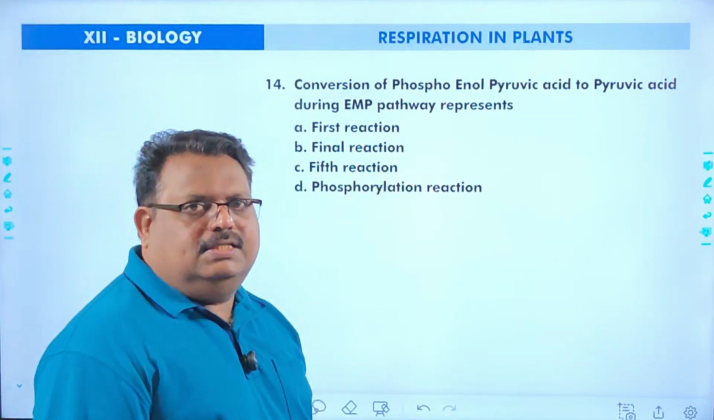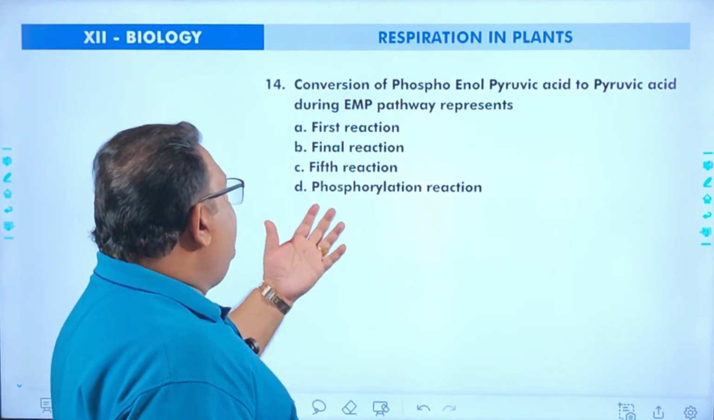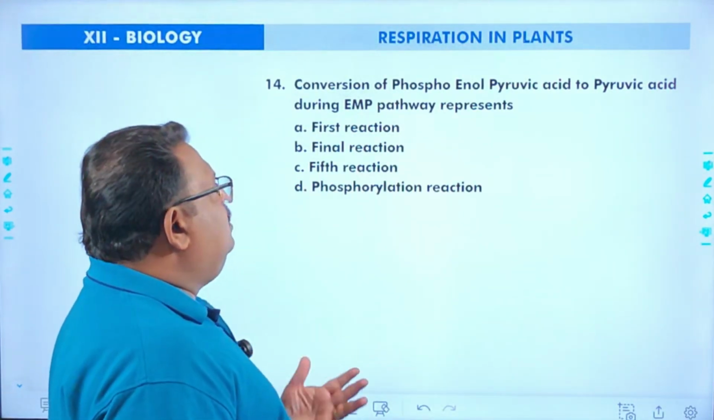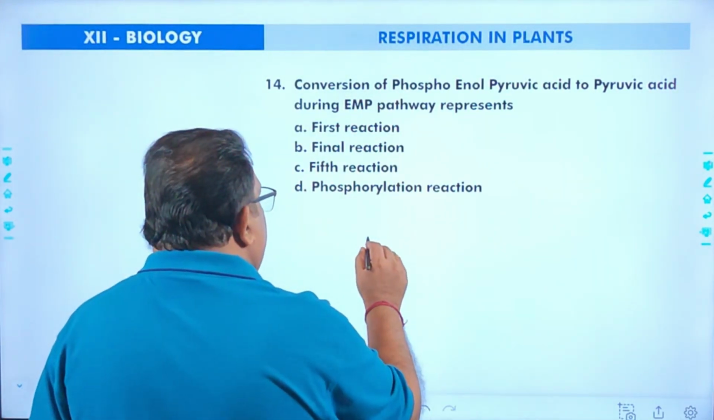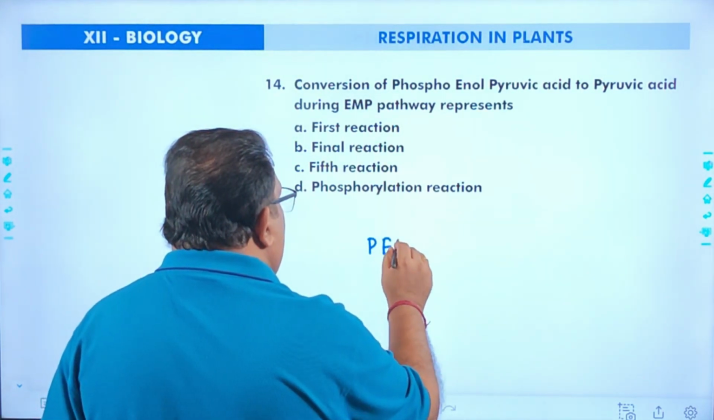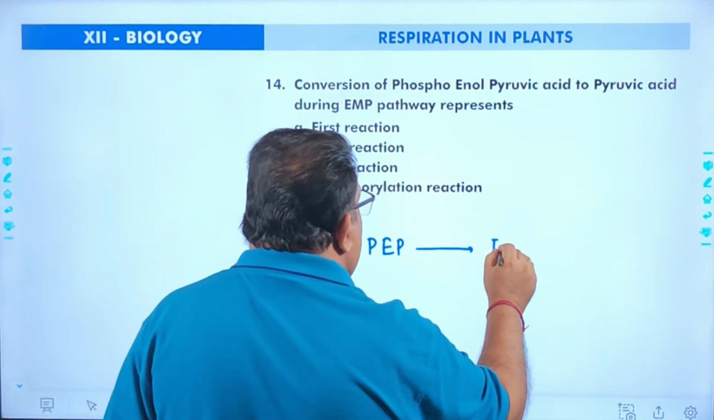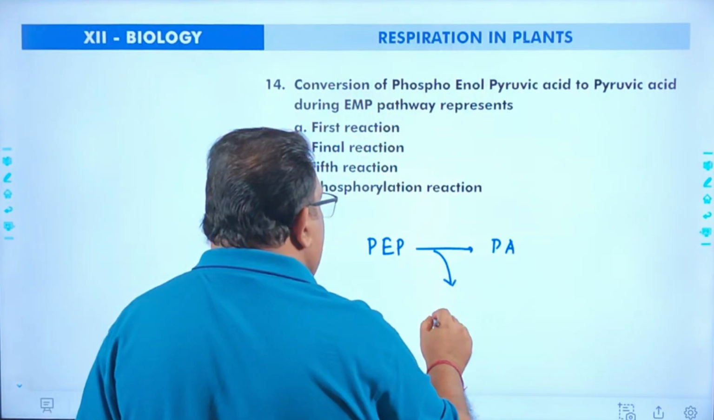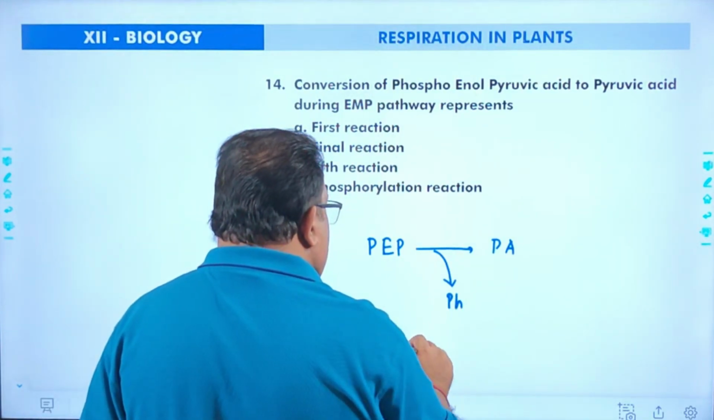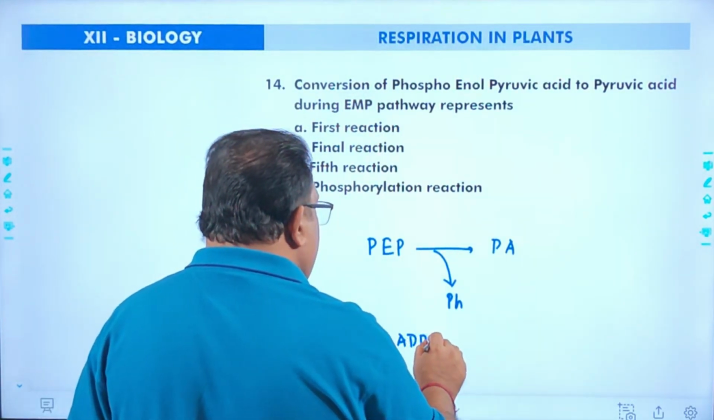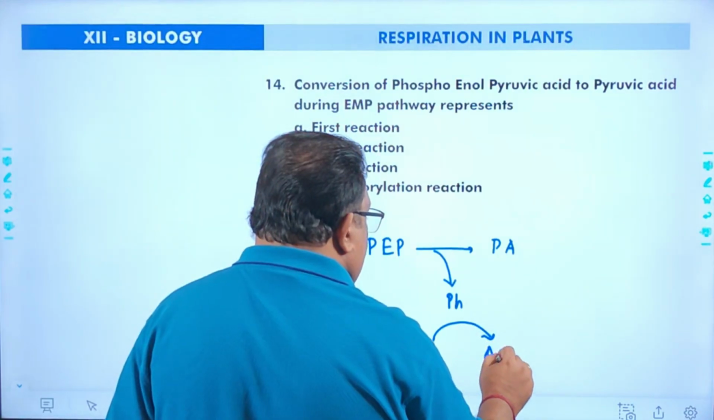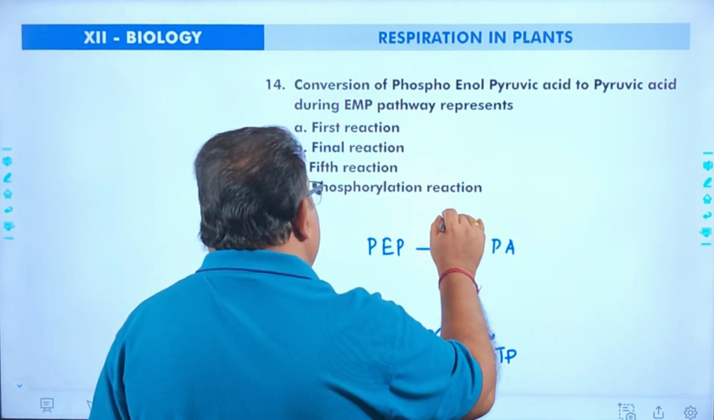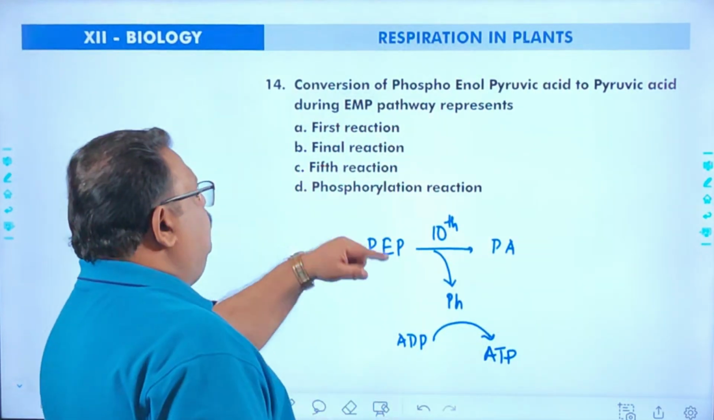EMP pathway means glycolysis. It is the first reaction, final reaction, fifth reaction, phosphorylation reaction. It is a dephosphorylation reaction actually. Phosphoenol pyruvic acid is converted into pyruvic acid with the release of phosphate. That is used for the conversion of ADP into ATP. It is the 10th reaction or the last reaction, final reaction.